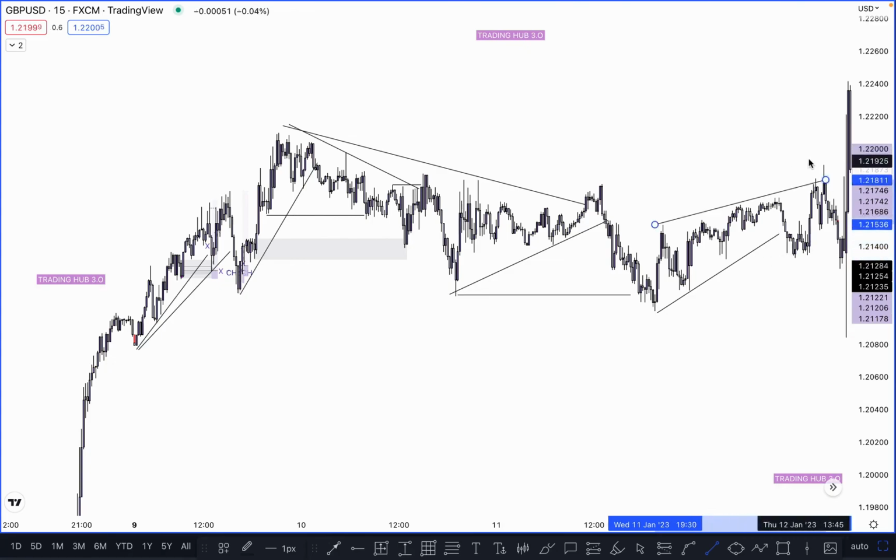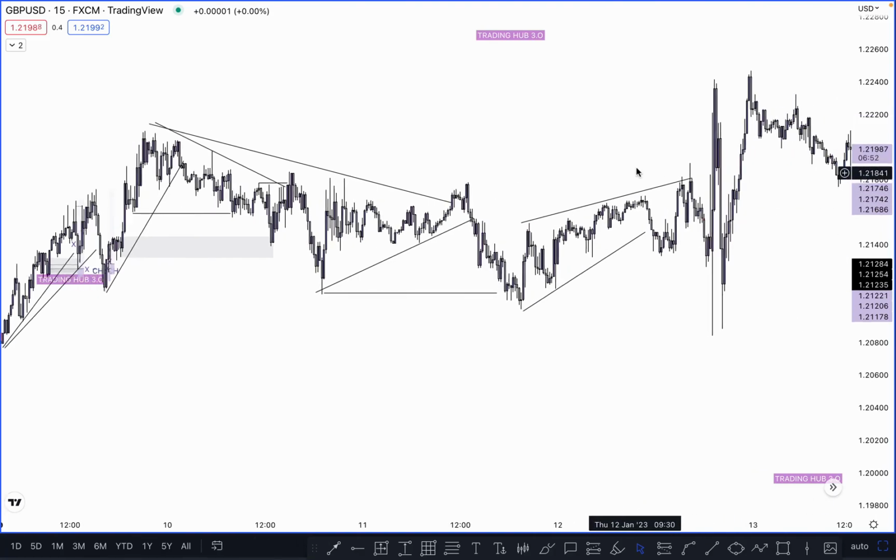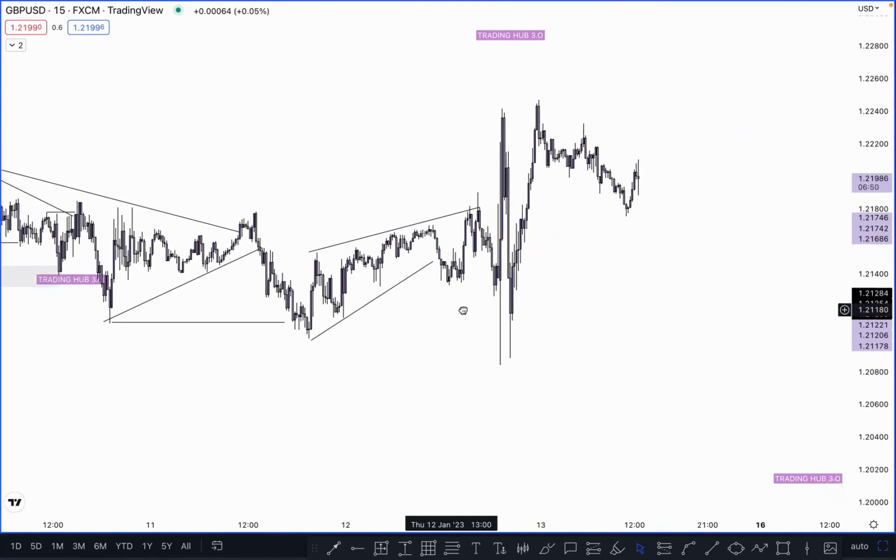Break this trend line. What is this? This is just a liquidity sweep. What is this? The trend line takes out the liquidity and pushes downside. So these things will continue.